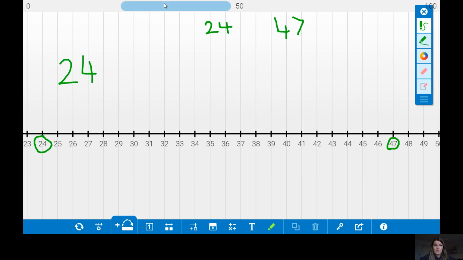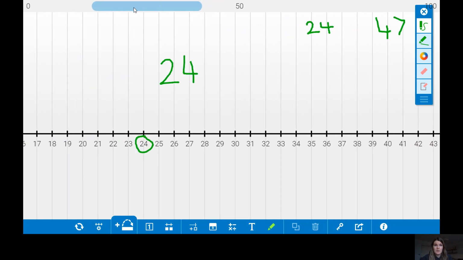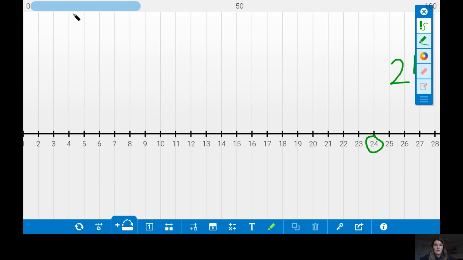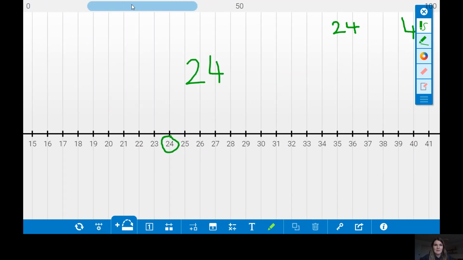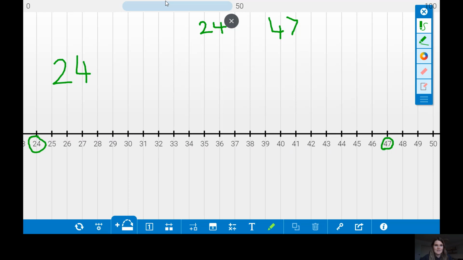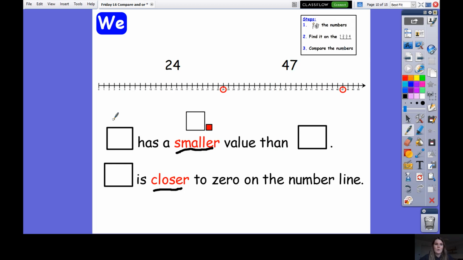Because if I move my number line along, I'd get towards 0. Okay, I'll do that then. There it goes. You're absolutely right. So which is my smallest number then? 24, because it's closest to 0. Well done. 24 has a smaller value than 47, because 24 is closest to 0 on the number line. Fantastic work, everyone.